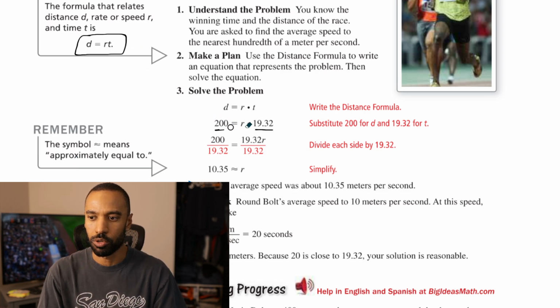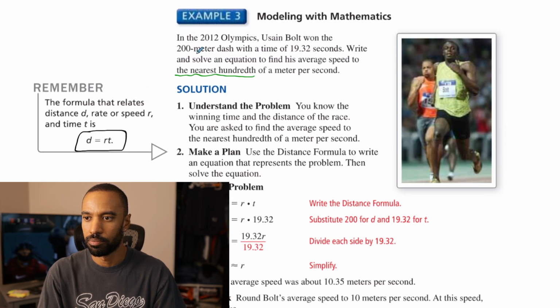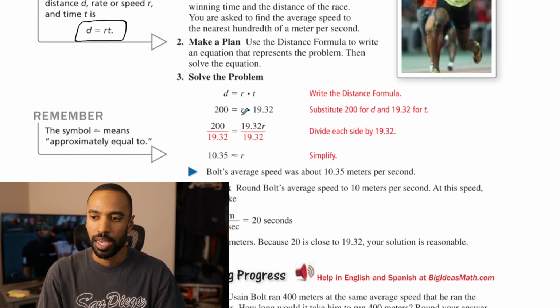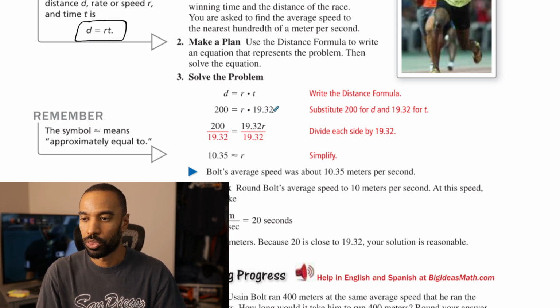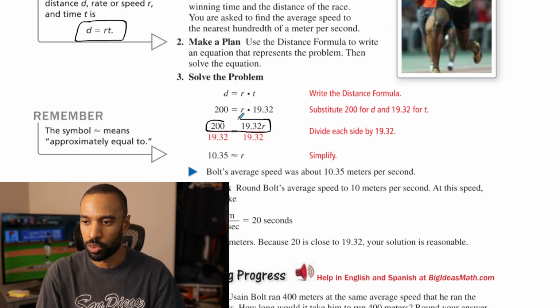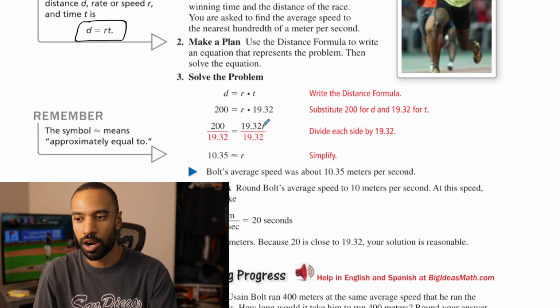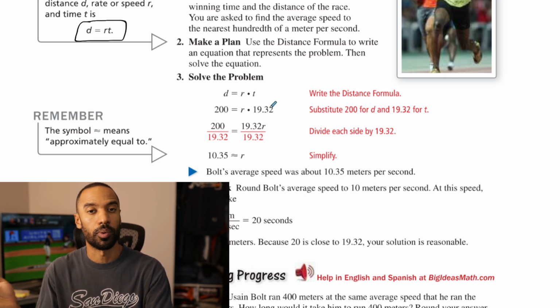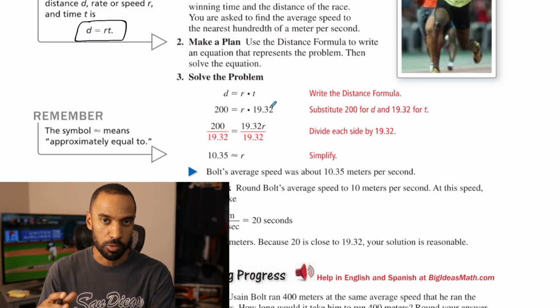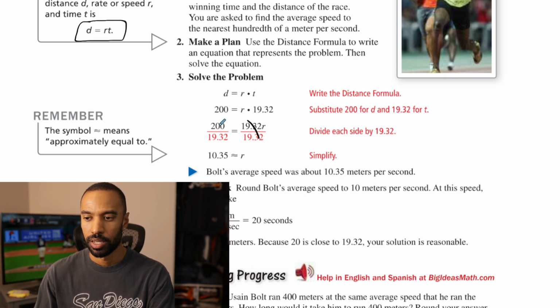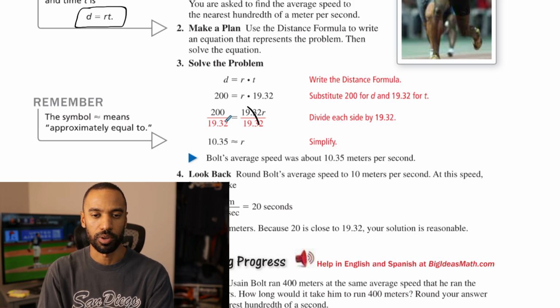So if you know distance equals rate times time, set it up that way. 200, by the way, make sure the meters are all good, or the units are all good. 200 meters equals some rate in meters per second times 19.32 seconds. So the official equation we can write is 200 equals 19.32 r. Our goal is to solve for r when this is multiplying by it. So what do we do? You divide both sides by 19.32. This becomes 1, and this becomes around 10.35.